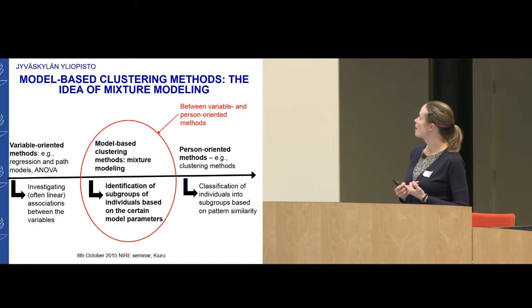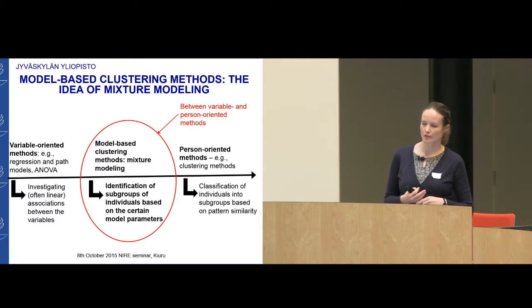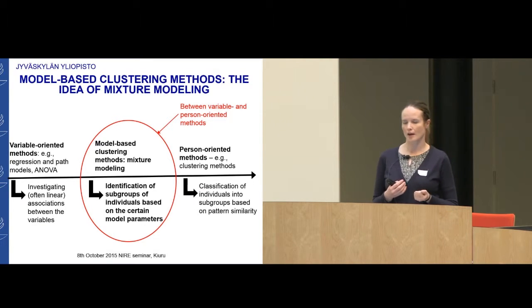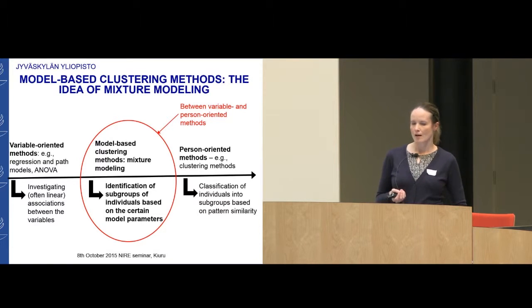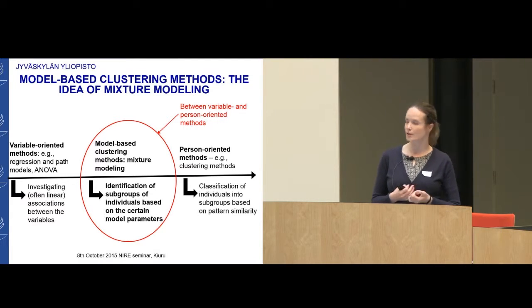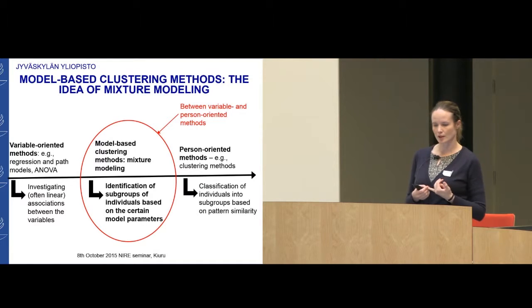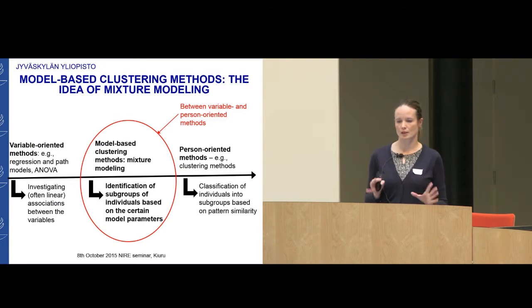variable-oriented methods. And if we think traditional person-oriented methods, the aim is to classify individuals into subgroups based on pattern similarity, typically with some distance criteria, and there is no assumption of underlying statistical model. And in turn, in variable-oriented methods, such as regression or path models, another kind of models, typically the aim is to investigate often linear associations between the variables. And mixture modeling can be considered to be between these two.